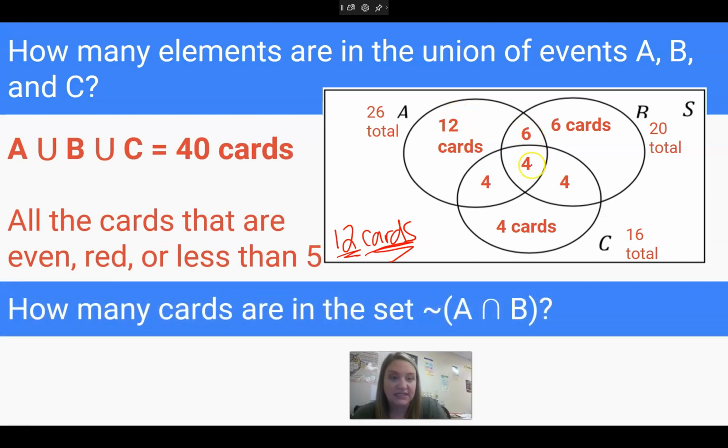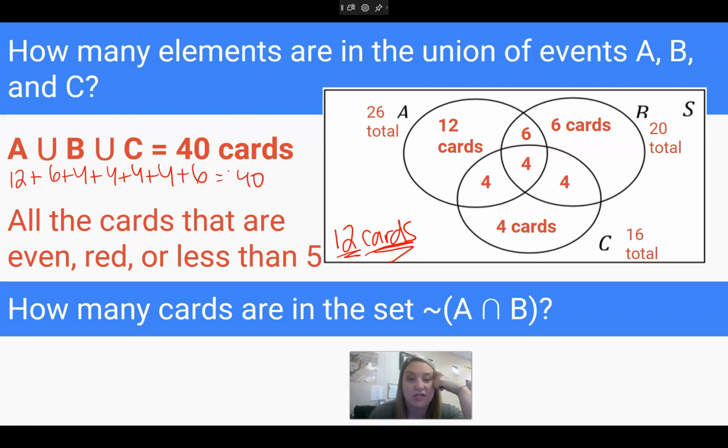12, 6, 6, 4, 12, 6, 4, 4, 4, 4, 6. You're adding up every single number in all the circles. So you're adding up everything that we use. 6, 4, 4, 4, 4, 6. All of these added up together gives you the 40 cards. There were 40 cards used. Okay, these are all the cards that were even, they were red, or they were less than 5. Okay, they fit in some part of my subsets.